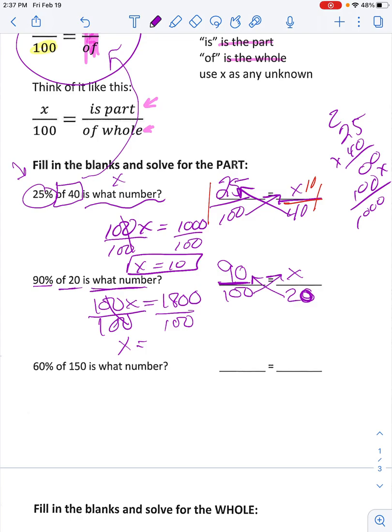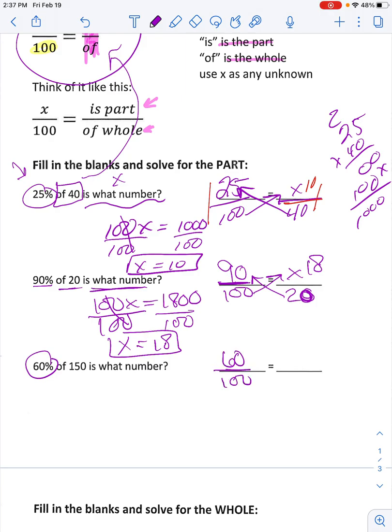Okay, so then I'm going to do 1,800 divided by 100 to get 18. So x is 18. 18 out of 20 would be the same as 90 out of 100. Good. Okay. Let's look at the third one.